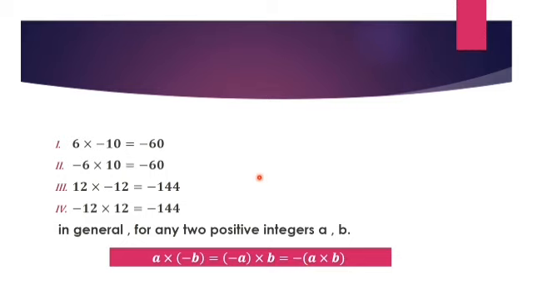In this slide we discussed multiplication of a positive and a negative integer. How do we multiply? We multiply as whole numbers and put a negative sign before the product. Understood?